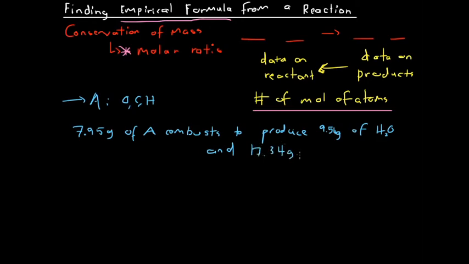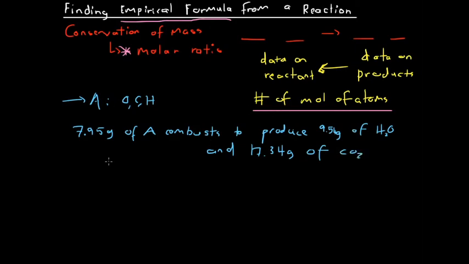So we've gotten this sample of compound A. We're just told that it contains oxygen, carbon, and hydrogen. We've figured out that it weighs 7.95 grams. We've combusted it, and we've produced 9.54 grams of water and 17.34 grams of carbon dioxide. Now we want to figure out the empirical formula of A.